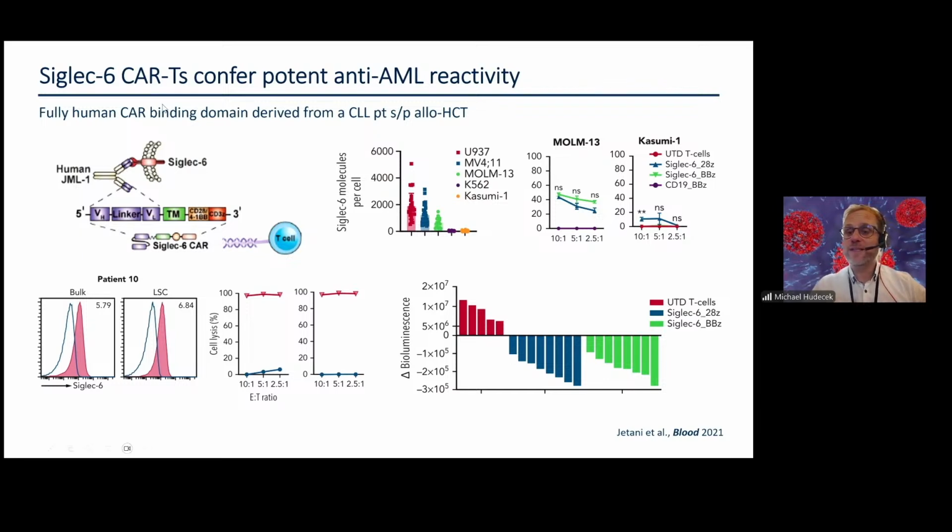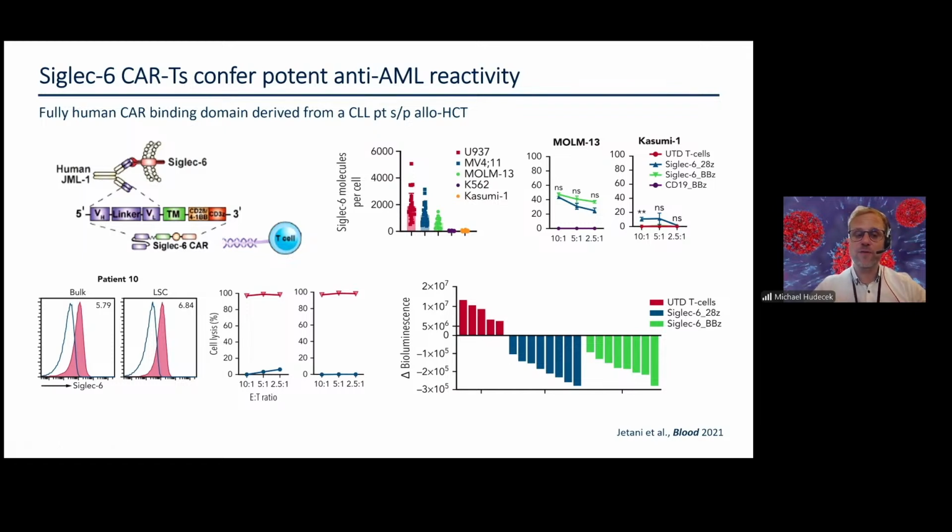The Siglec family, sialic acid binding immunoglobulin-like lectins, are known as CAR targets. Siglec-2 is the alias for CD22. Siglec-3 is the alias for CD33. So these are targets that we have used to target hematologic malignancies with CAR T cells. So it's another member from this group, this time in AML. And we've shown that Siglec-6 CAR T cells are quite effective preclinically.